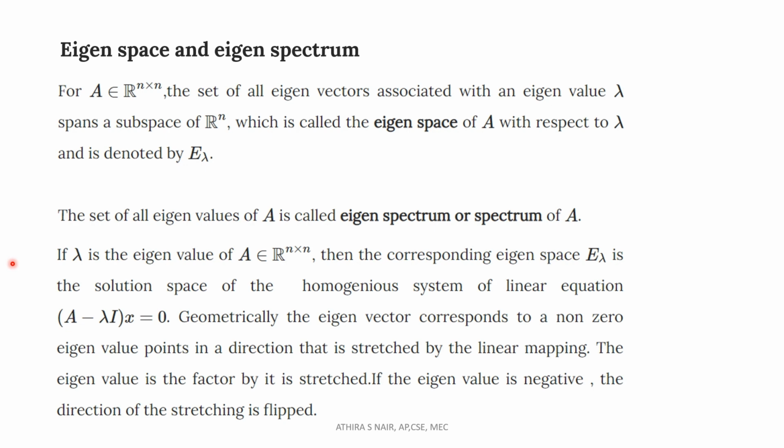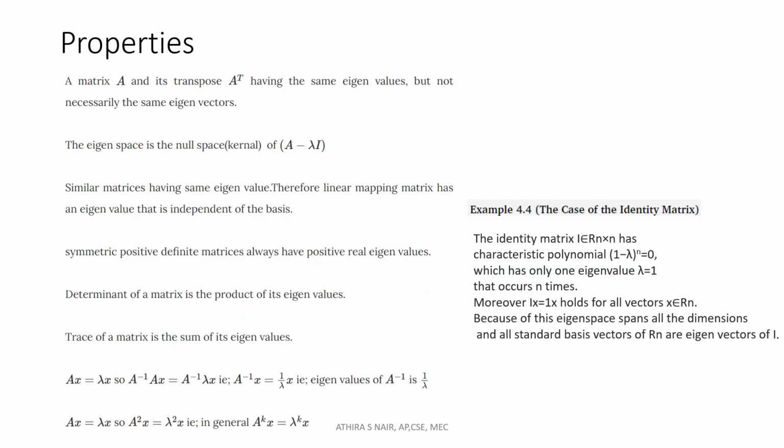Geometrically, the eigenvector corresponding to a non-zero eigenvalue points in a direction that is stretched by the linear mapping. The eigenvalue is the factor by which it is stretched. If the eigenvalue is negative, the direction of the stretching is flipped. Now we will see the properties. A matrix A and its transpose A^T have the same eigenvalues but not necessarily the same eigenvectors. Eigenvalues will be the same, but the eigenvectors may be different. The eigenspace is the null space or kernel of A - lambda I.